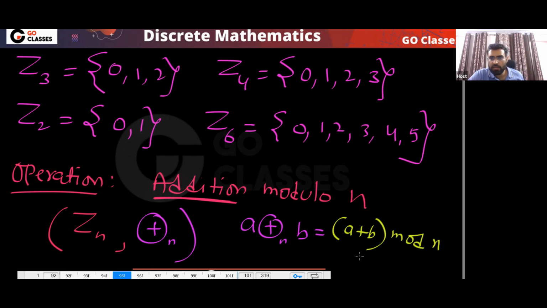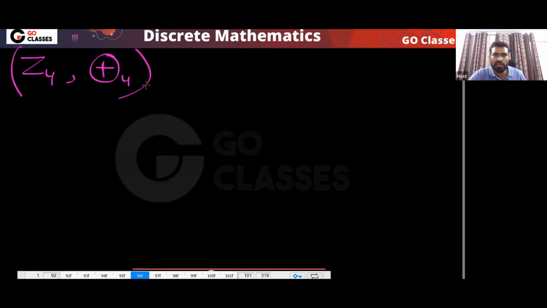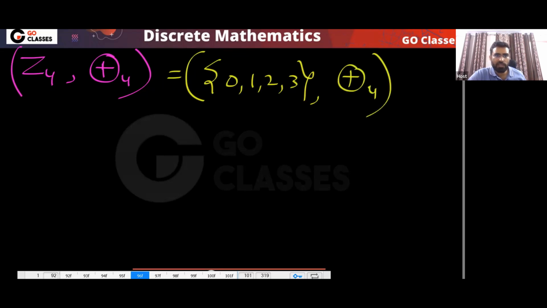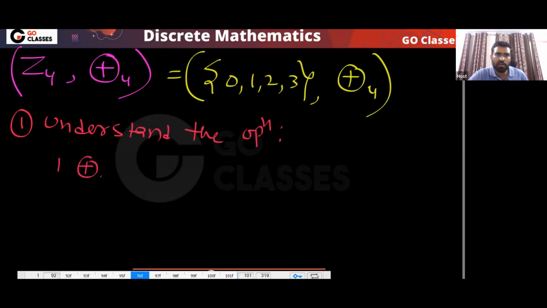Okay, so this is the idea. Addition modulo n: first you add and then you find the remainder. For example, let's assume Z4 with addition modulo 4. What is the base set? The base set is 0, 1, 2, 3, and this is your operation. Always start by understanding the operation. So tell me this one. What is this? First you add, then you find the remainder when you divide by 4.